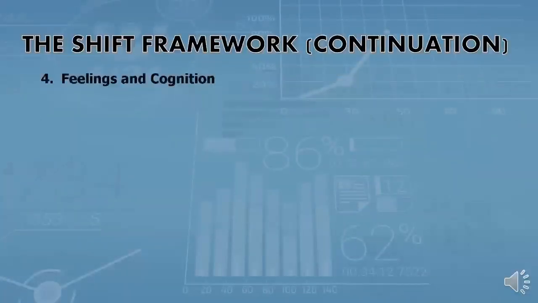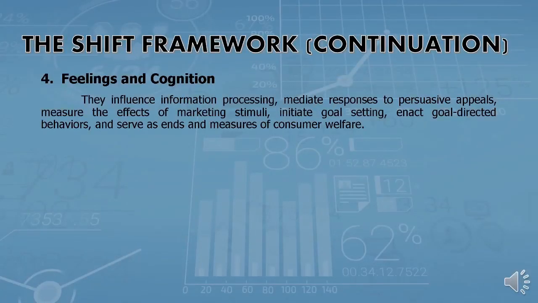Fourth is the feelings and cognition. Emotions are all throughout marketing. They influence information processing, immediate response to persuasive appeals, measure the effects of marketing stimuli, initiate goal settings, enact goal-directed behaviors, and serve as ends and measures of consumers' welfare. For example, satisfaction. The customer will be happy, joyful, glad, delighted, or enjoy.